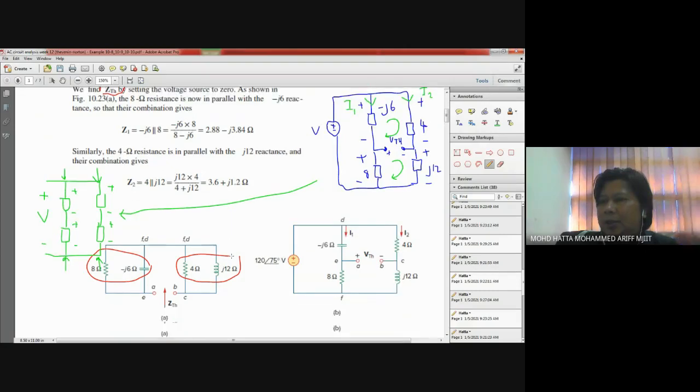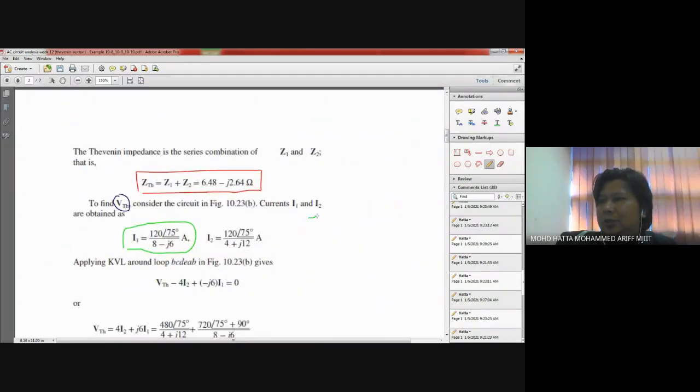Actually, what we're trying to do here is that we try to reduce the circuit to become like this. This is our I1 and this is our I2, and this is the voltage we are referring to. This is I1, maybe we can label it as Z1. This is I2, and we can label this one as Z2. Okay, that is why in the solution we try to calculate I1 and I2 first.